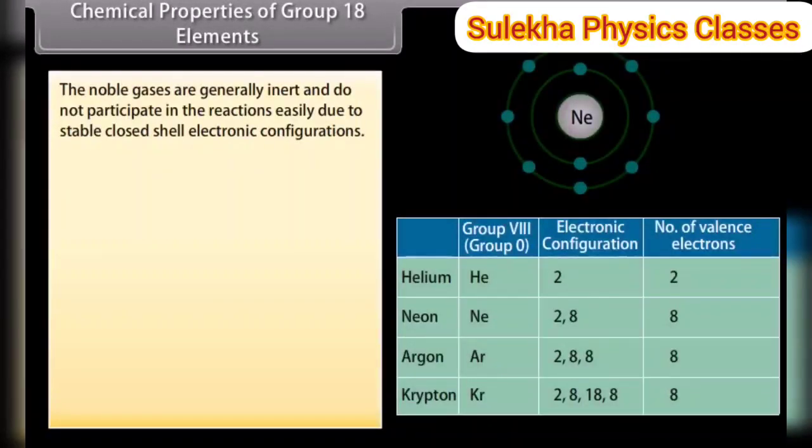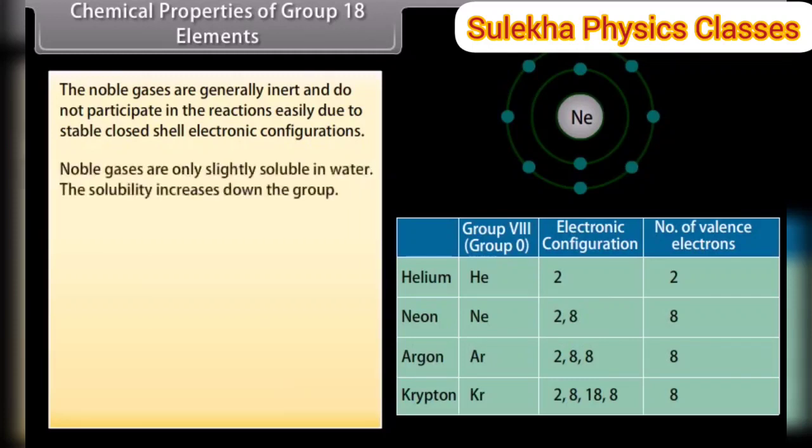Chemical properties of group 18 elements. The noble gases are generally inert and do not participate in reactions easily due to stable closed-shell electronic configurations. Noble gases are only slightly soluble in water. The solubility increases down the group.